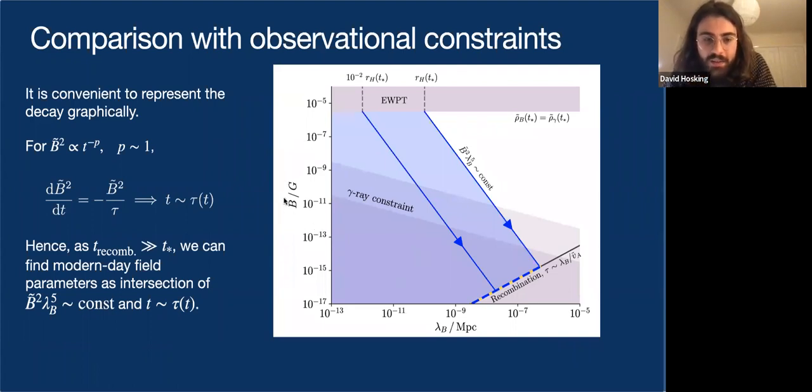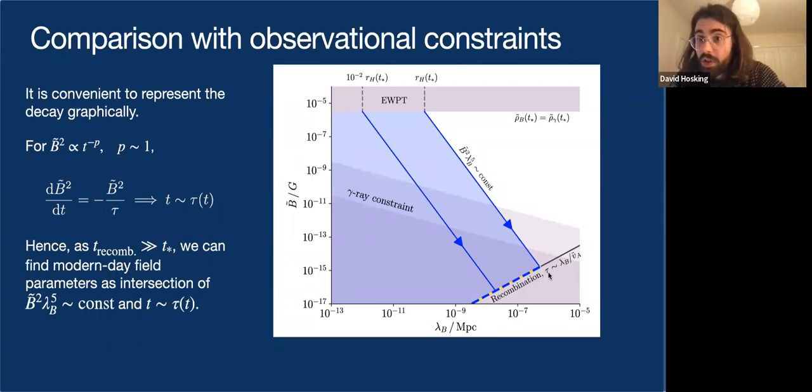So this is a sort of usual plot that often people show of b tilde against lambda. And so what I mean is that the modern day state, or the state of the field at the end of its decay, is given by the intersection of the line that the field evolves along as it decays. This b squared lambda to the 5 is constant line. Is given by the intersection of that line with this expression. This should be a t here, I think.